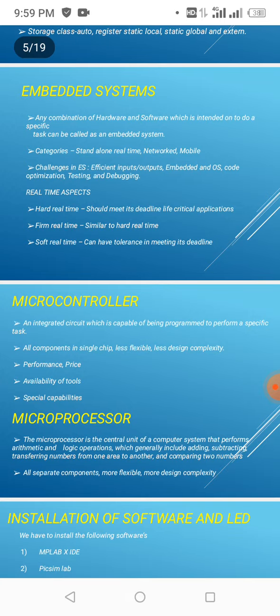Next, we will see microcontroller and microprocessor. A circuit which is capable of being programmed to perform a specific task is known as a microcontroller, where all components are in a single chip, and it is less flexible. Its size is very small, so it is easy to work with. A microprocessor is the central unit of a computer system, which performs arithmetic and logical operations, including addition, subtraction, multiplication, division, transferring numbers from one unit to another, and comparing two numbers.